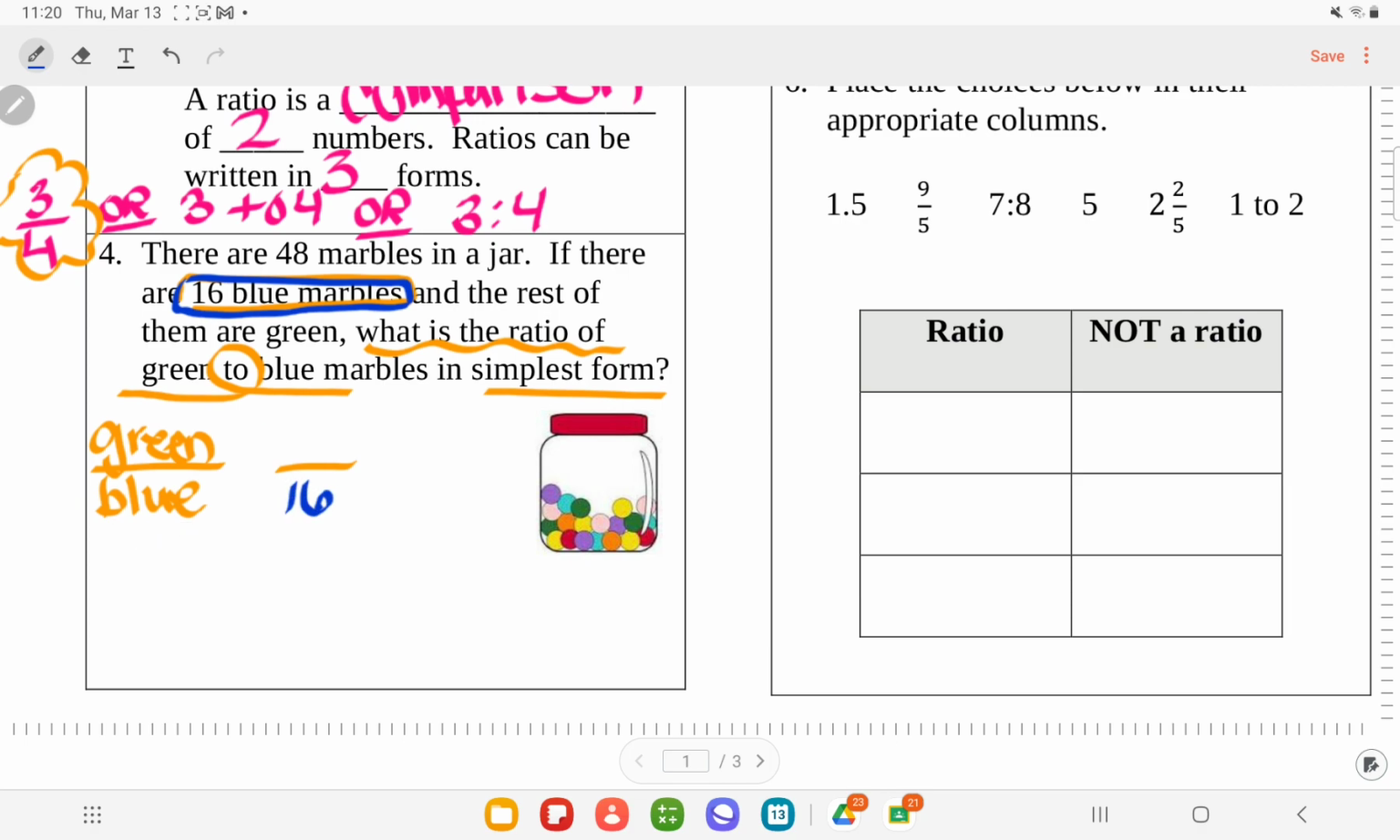The top is saying green, but we don't know how many marbles are green. We just know that the rest of the jar were green. So we're going to go 48 marbles in total. If I subtract the 16 blue marbles, I get the number of green marbles that I have, which is 32.